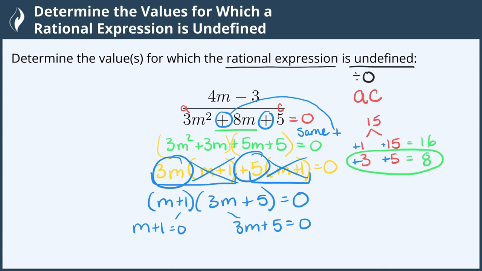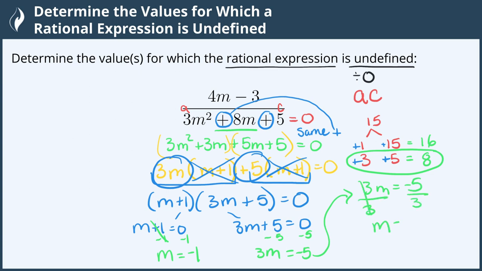And then solving these, we subtract 1 from both sides, making m equals negative 1. And on this one, we'll subtract 5 from both sides. So we get 3m equals negative 5, and I ran out of room, so we'll have to come up here. 3m equals negative 5. Divide both sides by positive 3, which gives us m equals negative 5/3.